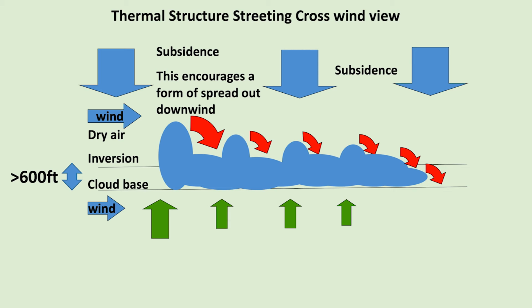So here we have the wind below cloud base, a slightly stronger wind above cloud base. The clouds form, develop upwards above the inversion, and you have a little bit of subsidence as well maybe, which encourages a form of spread out downwind. So instead of going outwards, it goes in one direction, which is downwind. The top of the cloud, as it evaporates, is actually forced backwards from its thermal source.